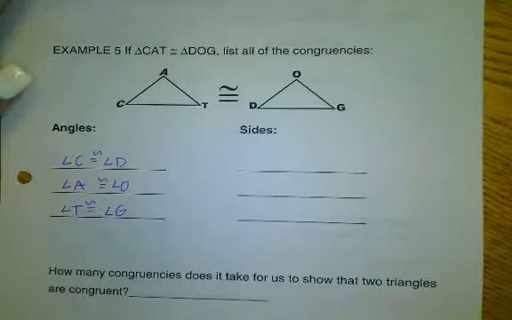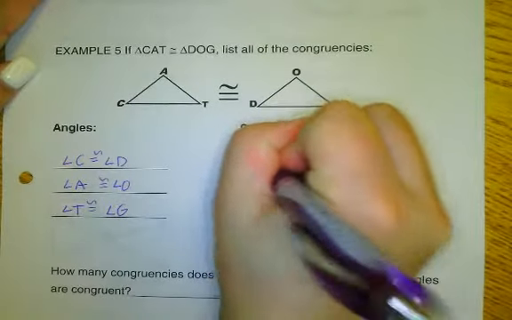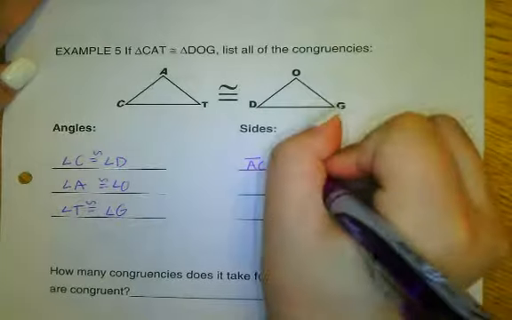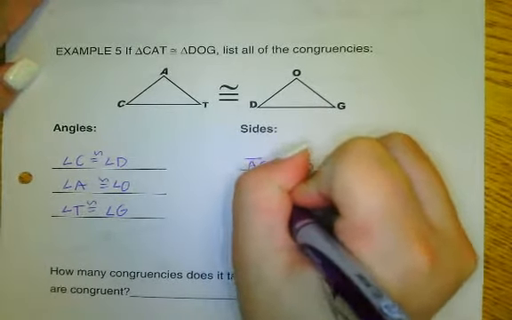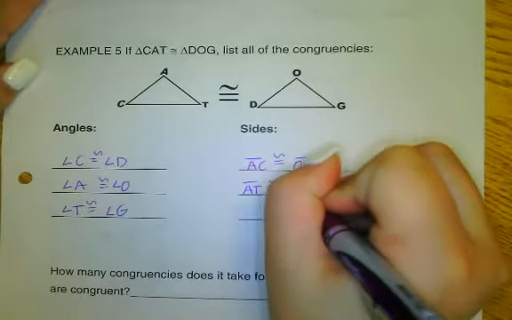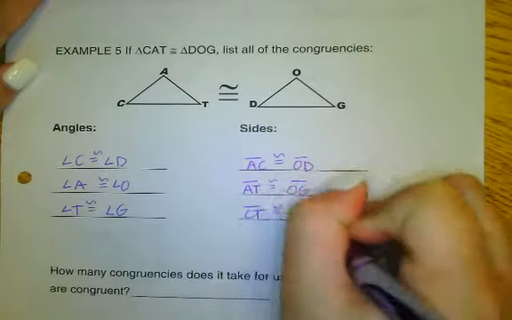Okay? Shh, drop it. AC would be congruent to OD. AT would be congruent to OG. And CT would be congruent to DG.